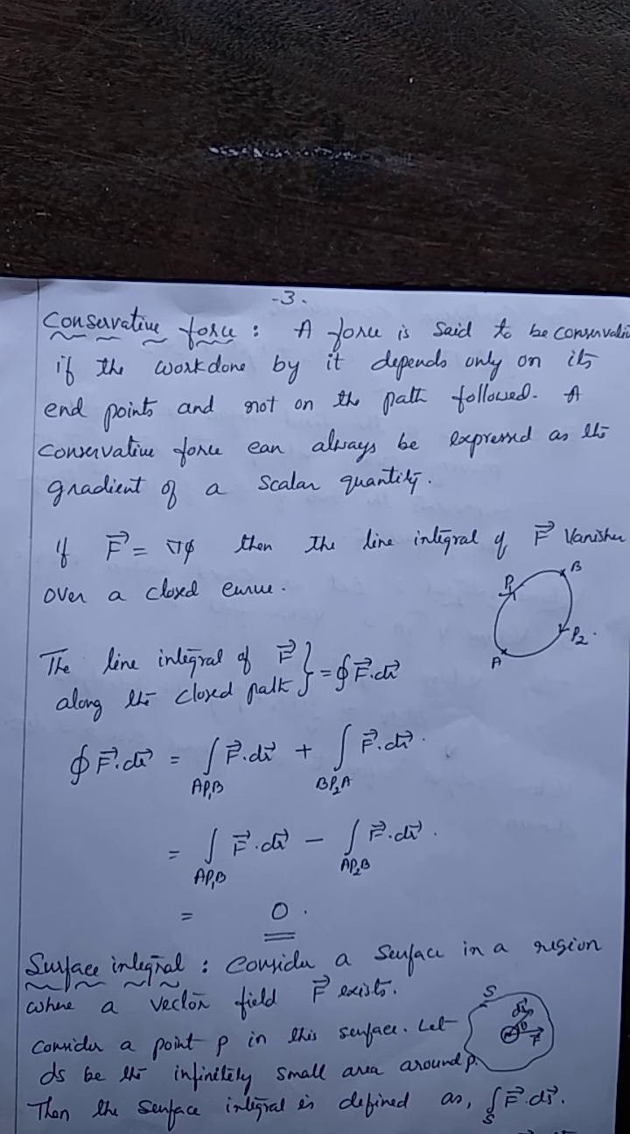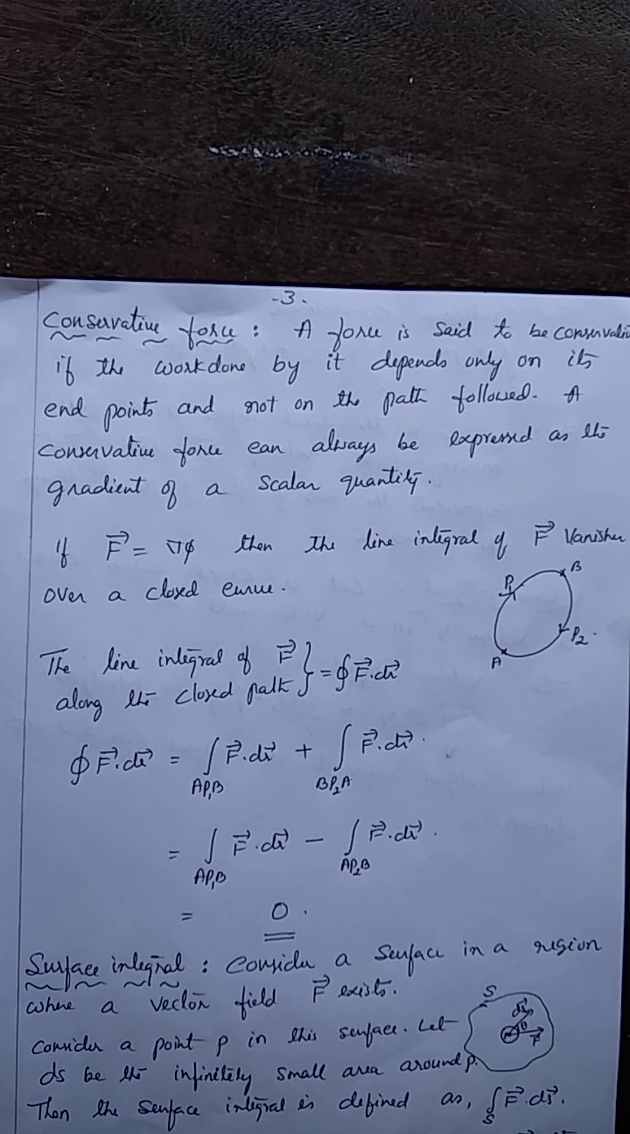So, if the work done by the force is independent of the path, it means we can represent that force as the gradient of a scalar function. Already in the previous discussion, we had seen that when a force is represented as the gradient of a scalar function, the line integral is independent of the path. Here we have a conservative force, whose work done is independent of the path. So you can represent a conservative force as the gradient of a scalar function, F equal to del phi.